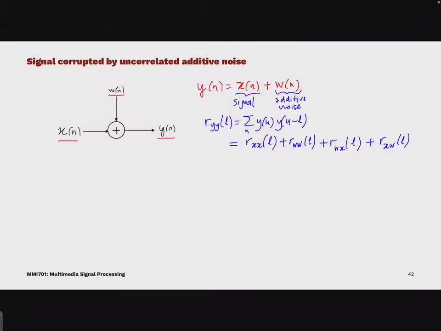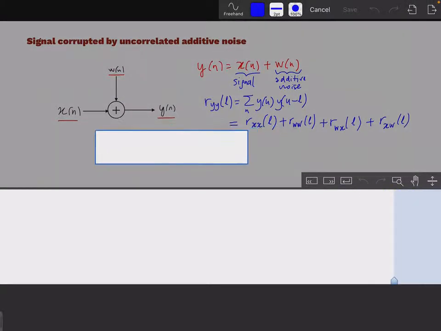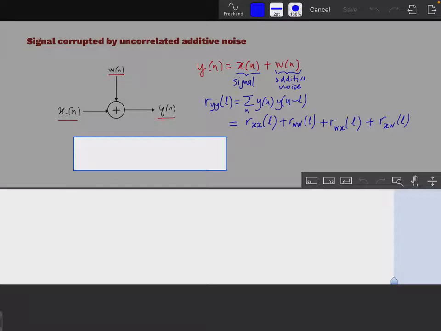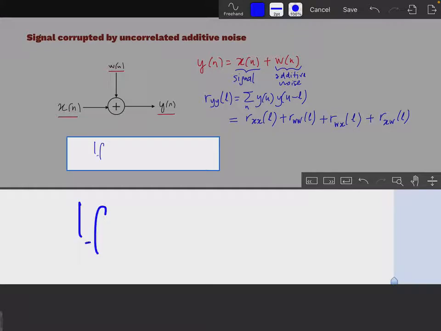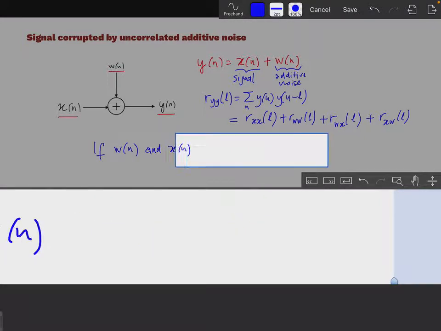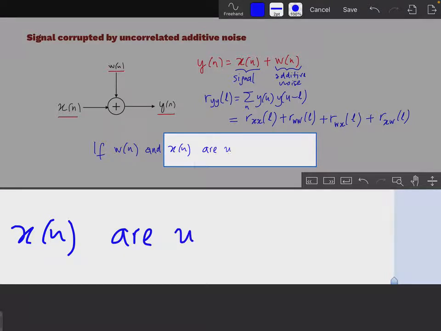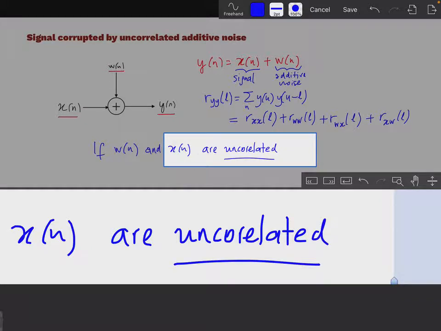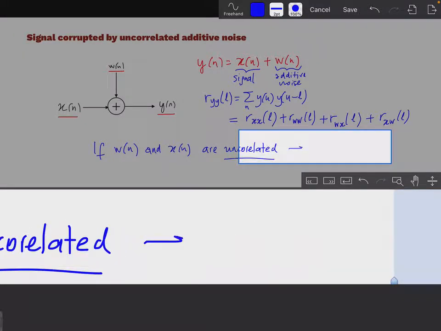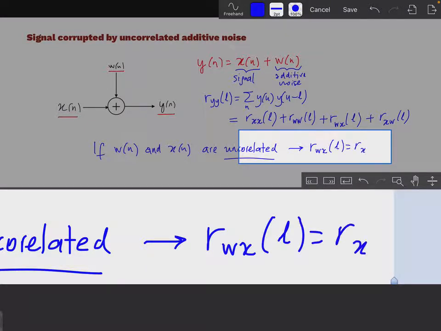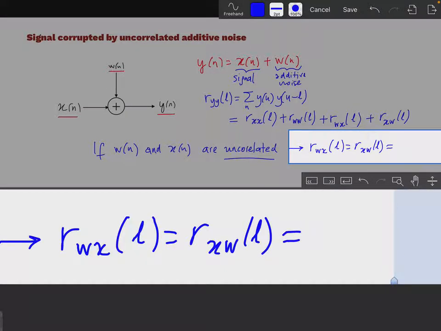Now remember what we said before. If the two signals are uncorrelated, then their cross correlation will be 0. So let's write it here. If W of n and X of n are uncorrelated, then our WX of L is equal to our XW of L equals 0.